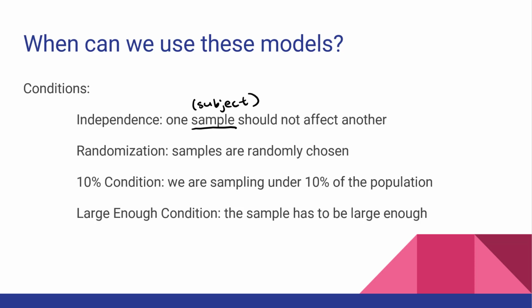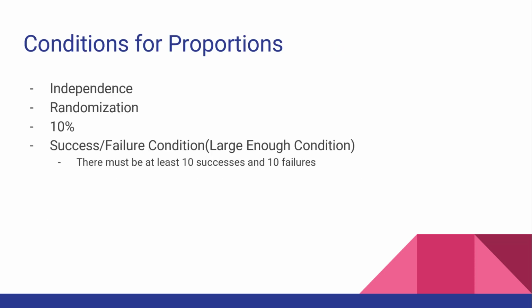So we have to ensure that our samples are randomly taken. For the 10% condition, again, you have seen this before, we are sampling under 10% of the population to, again, ensure independence. Finally, we have our large enough condition. Our previous 3 are always going to be the same between proportions and means, but our large enough condition is going to change quite a bit between our means and proportions. So for proportions, again, our independence and randomization are the same, but our large enough condition comes in the form of a success-failure condition. So this is something that we have to expect. We have to expect 10 successes and 10 failures out of our sample.